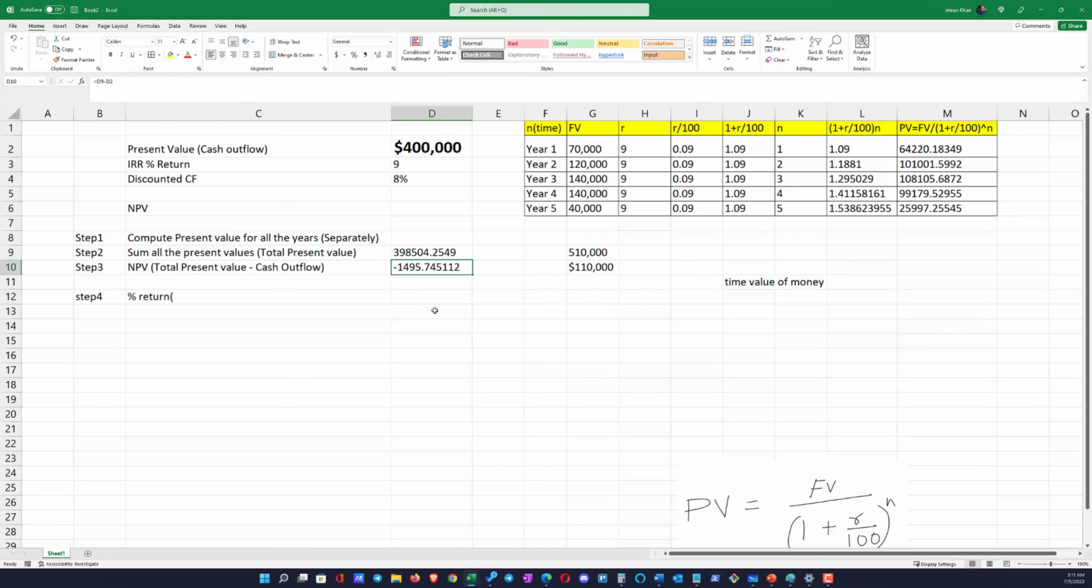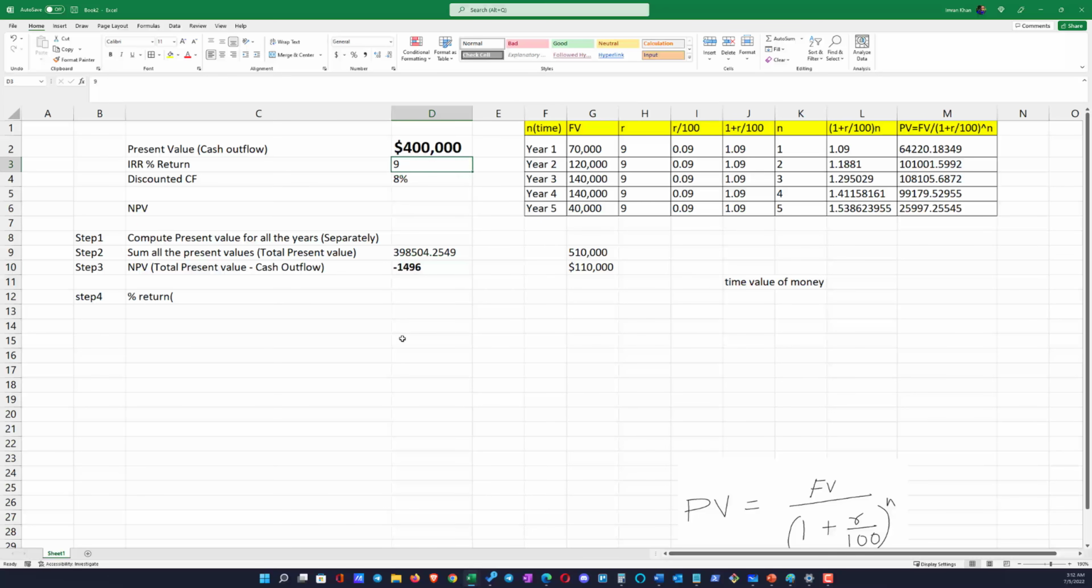Let me just put a formula. Okay, so I just formatted it. I'll remove those decimals because it's confusing. So you can see this, it's negative. What we need to do is make sure we are getting the net present value as 0. The rate at which the net present value becomes 0 is our internal rate of return.